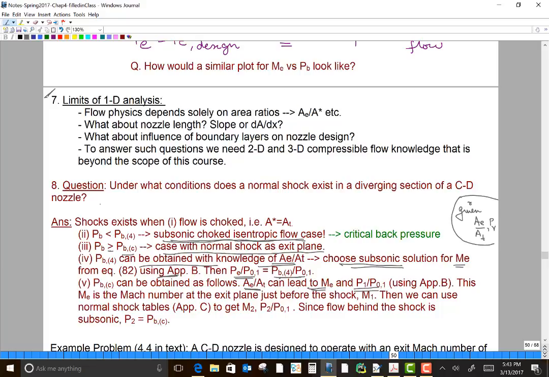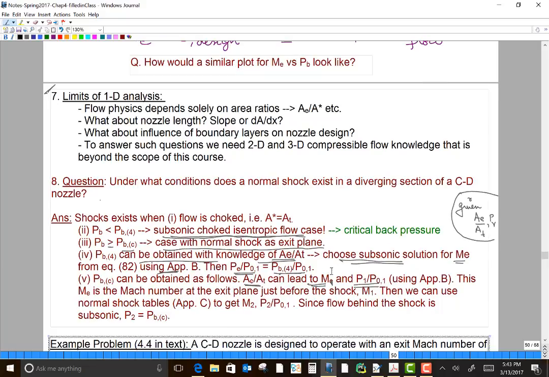So AE by AT is going to give you M1 basically, which is the same as ME. Say AE by AT is 2, then M1 is going to be something like 1.7 or 1.8 or whatever value it is. Then you get that value from Appendix B and compute P1 by P01. And this is the Mach number in front of the shock. Now you apply shock tables to get M2 and P2 by P01.